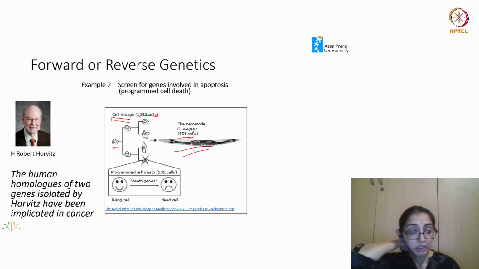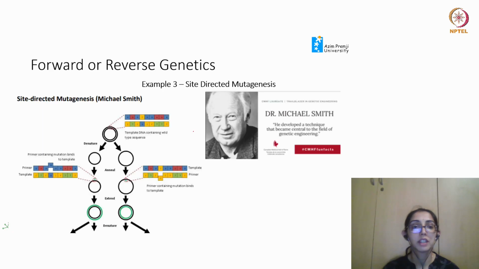It turns out that the genes that he isolated that were responsible for this programmed cell death also have homologs in humans, and they have been implicated in cancer. So you can imagine why this is the case. Cells that are normally supposed to die, if they don't die but instead continue to proliferate, this can be a precursor to what we know is the characteristic of cancer, which is uncontrolled cell proliferation.